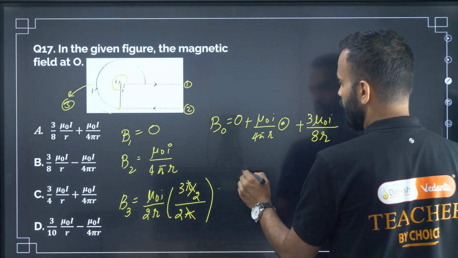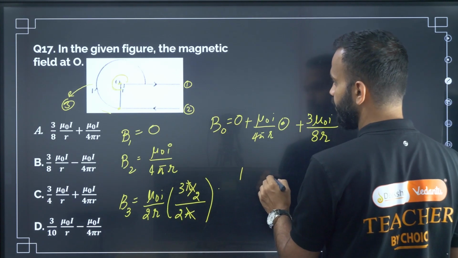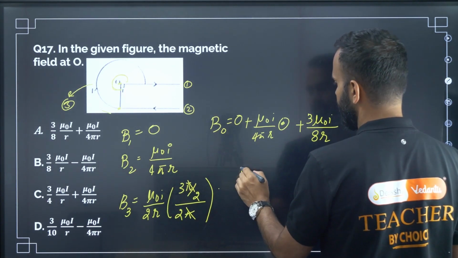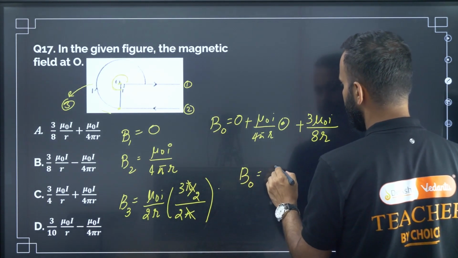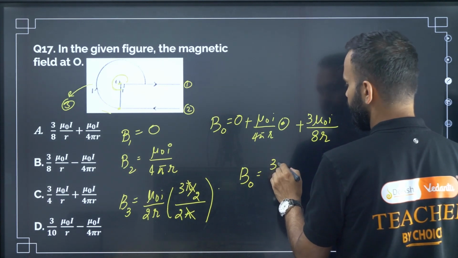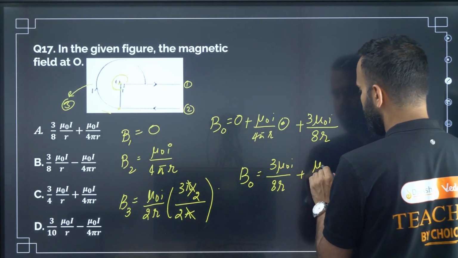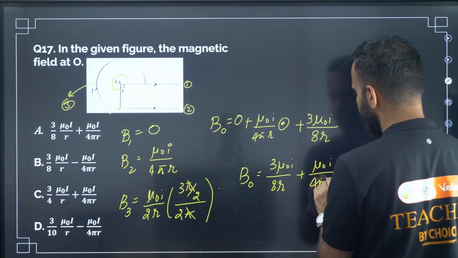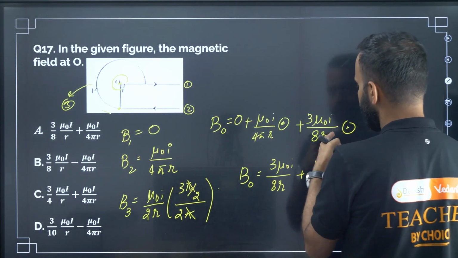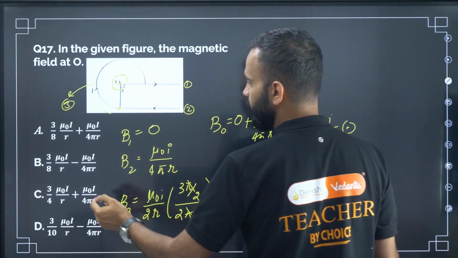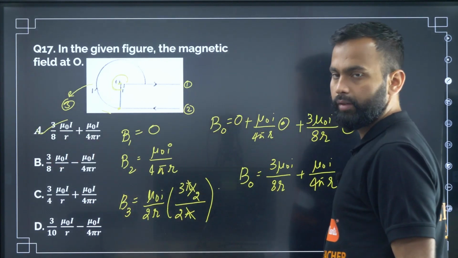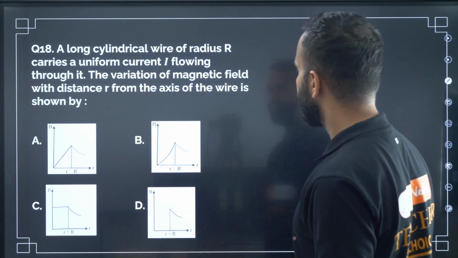Now solve this. B at O is equal to 3 mu naught I divided by 8 R plus mu naught I by 4 pi R. Again, this is also into the plane. So the correct option is A. Yeah, next question. Question number 18.